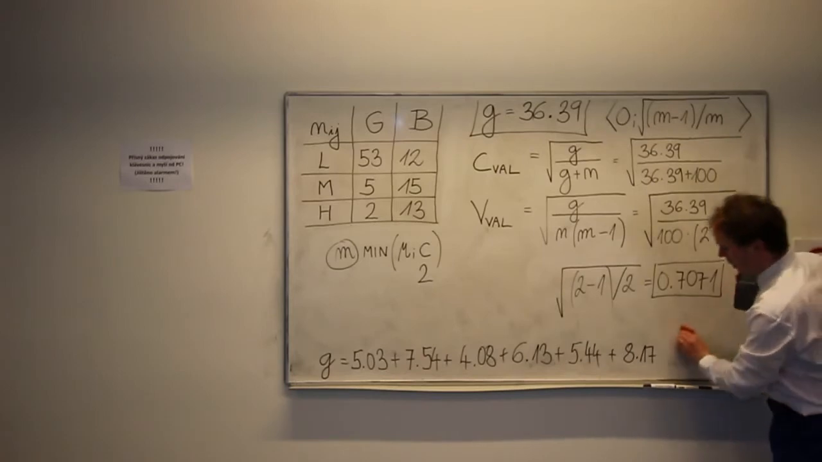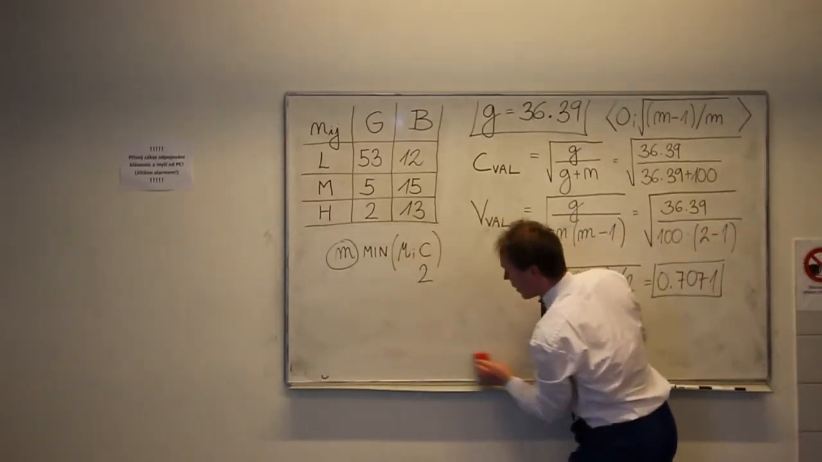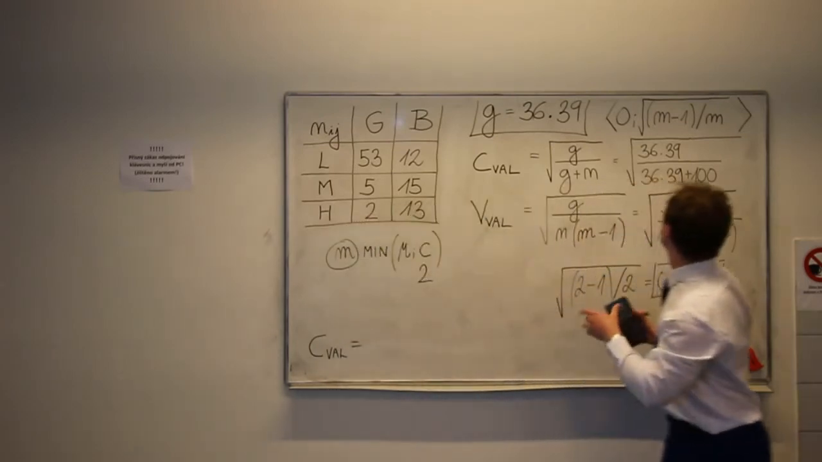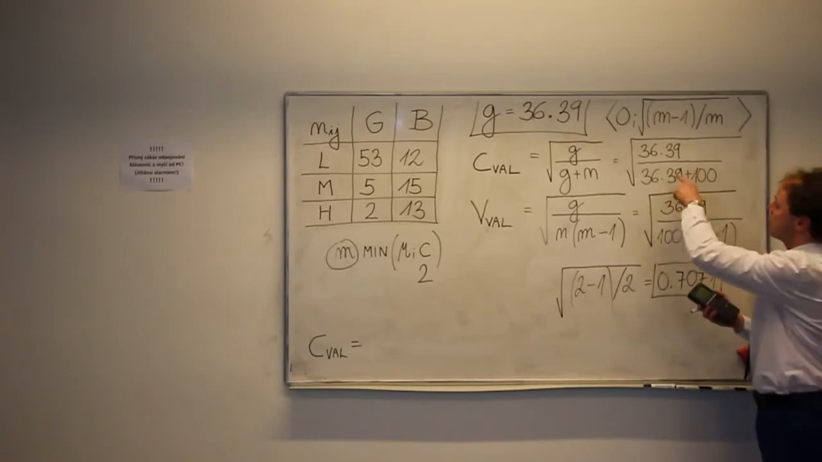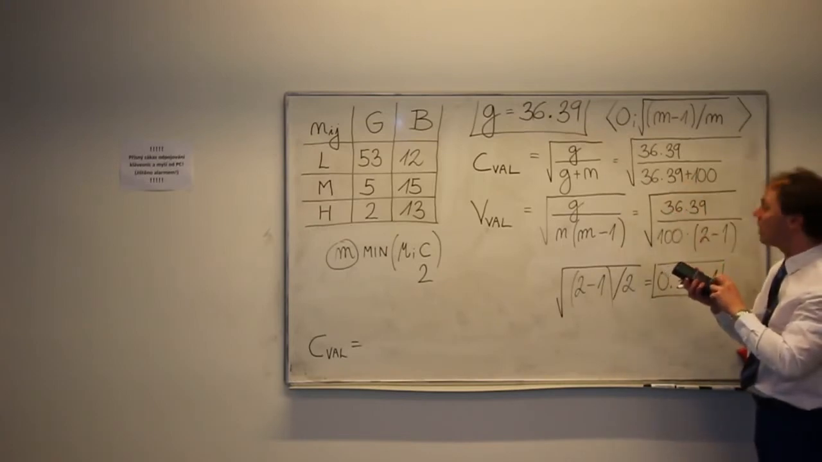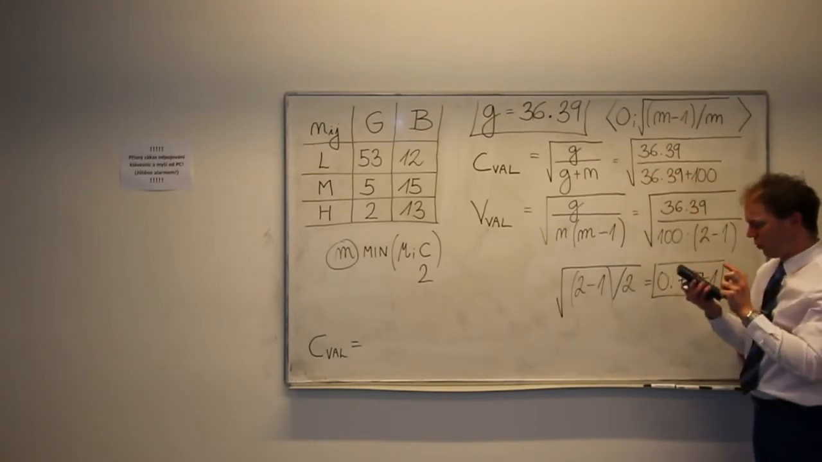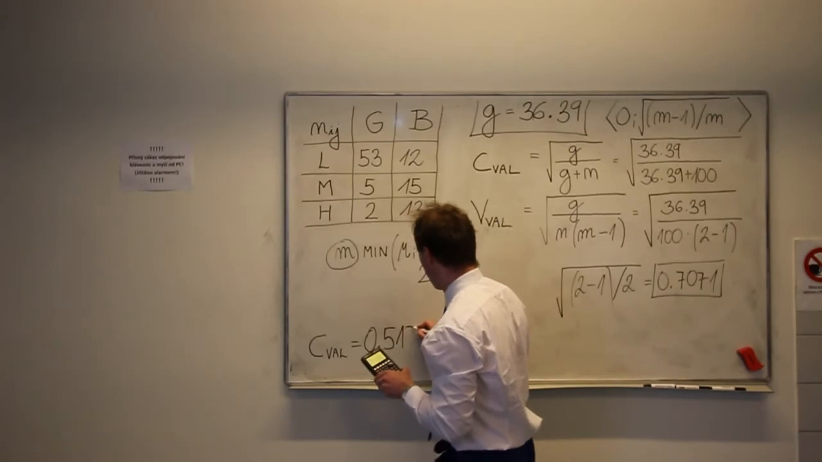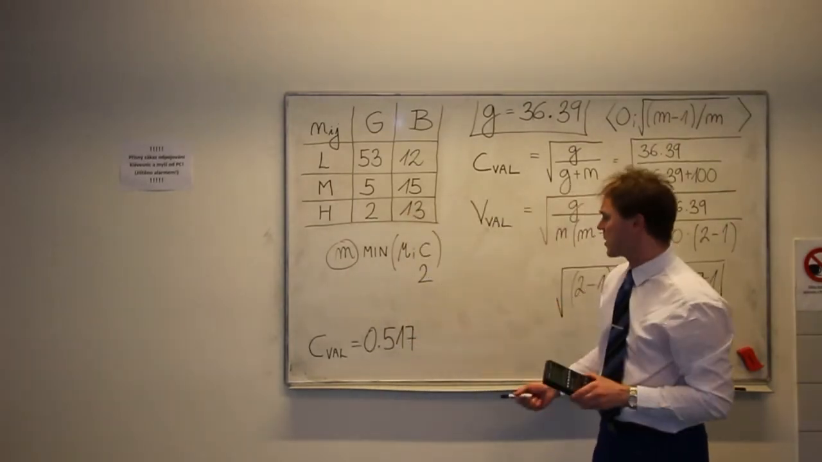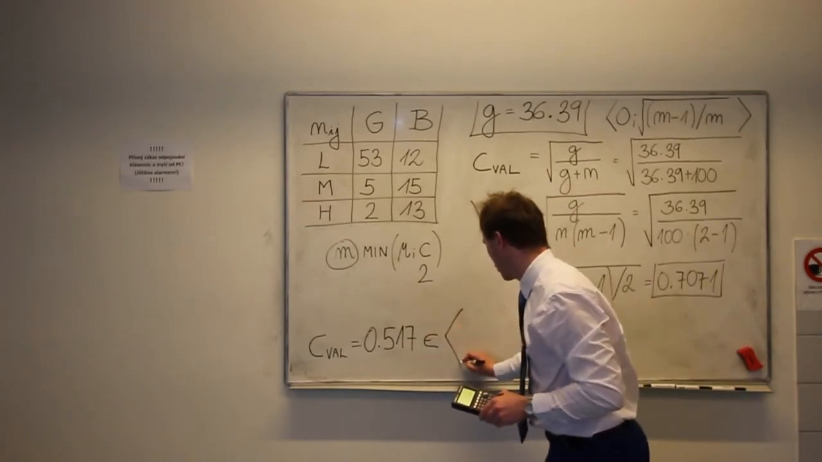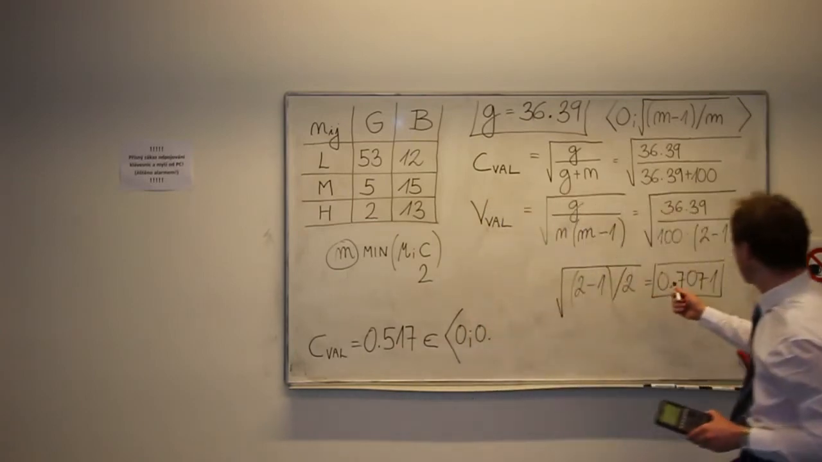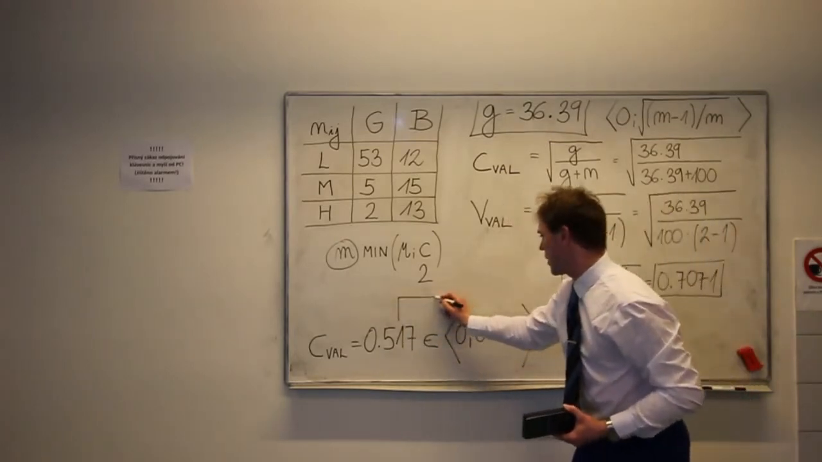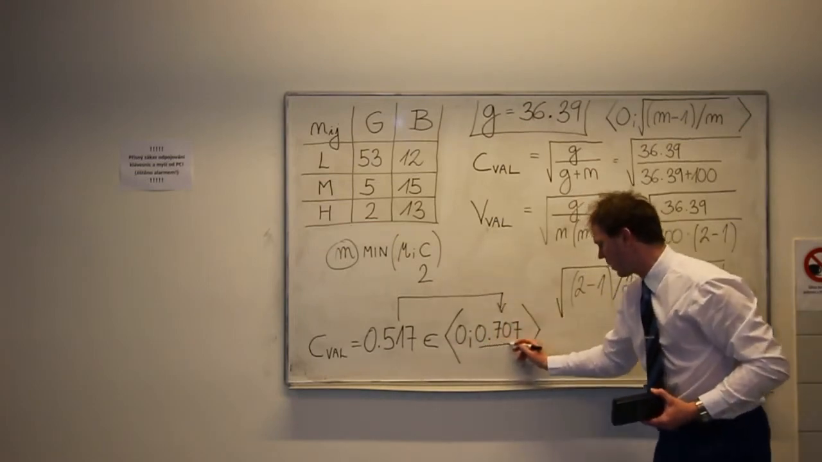And now we must calculate these coefficients. So I will delete this line, and the C value will be here. The C value is equal to 36.39 divided by 136.39, and the square root of this value is 0.517. Okay, so this is an element of the range 0 to 0.707. So you can see where your coefficient C is placed.